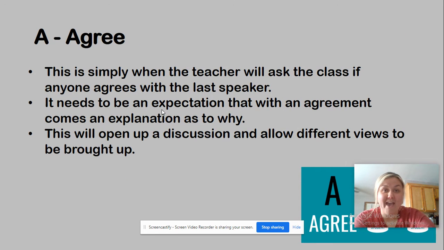So first of all, we have A. This is simply when the teacher will ask the class if anyone agrees with the last speaker. However, it's important that you do set the expectation that if a student agrees, then they must explain why and give their reasoning. We don't want students to just raise their hand and say, yes, I agree. They need to be able to explain. And it will allow a deeper discussion, and it will open up different views that pertain to the first person's answer.